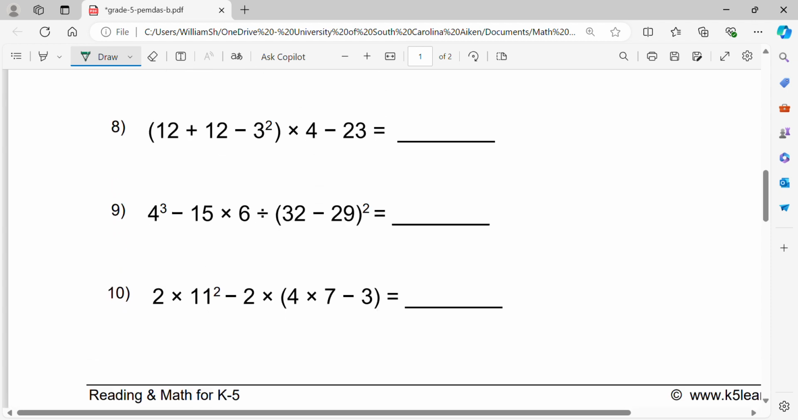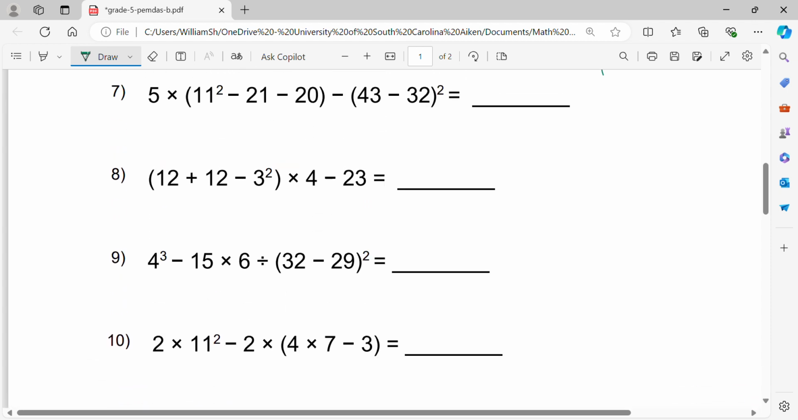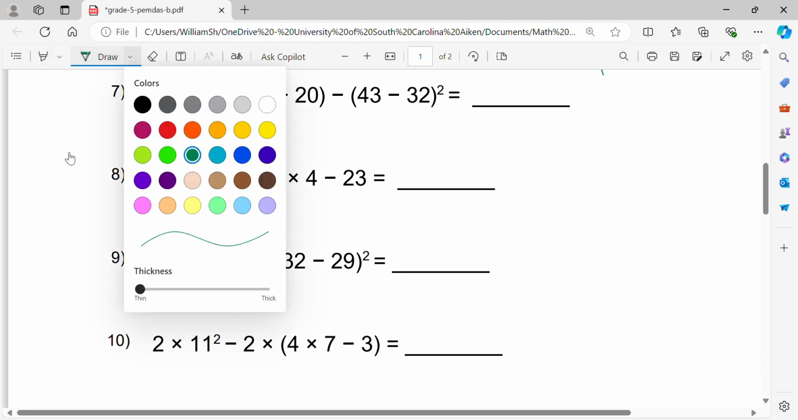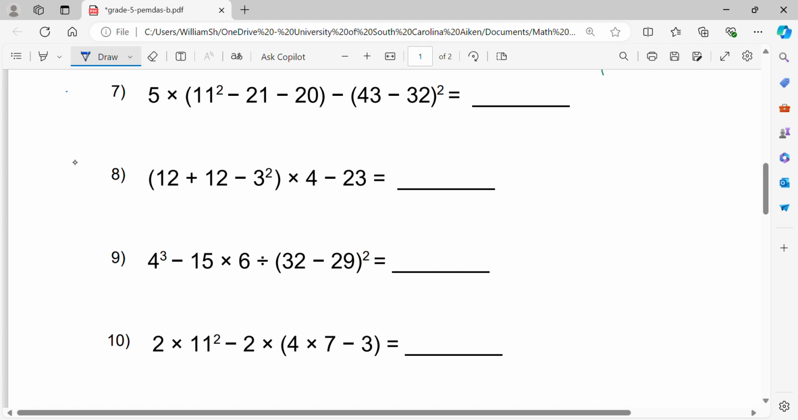Alright, let's go on to number 7. Got a few left here. Got 10 total, so about 4 left to go and work through. Going through pretty easily, I feel like. Now we have 5 times, parentheses 11 squared minus 21 minus 20, close parentheses, minus 43 minus 32 all squared.